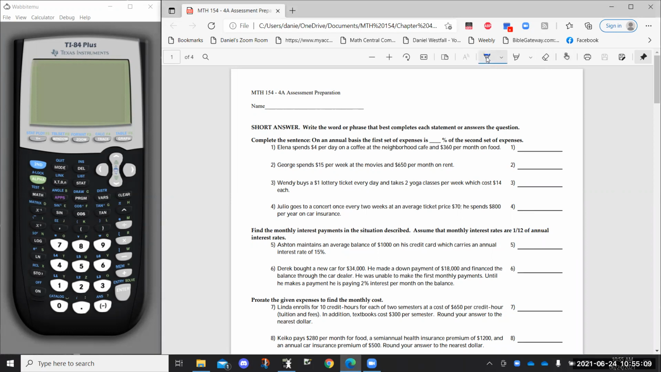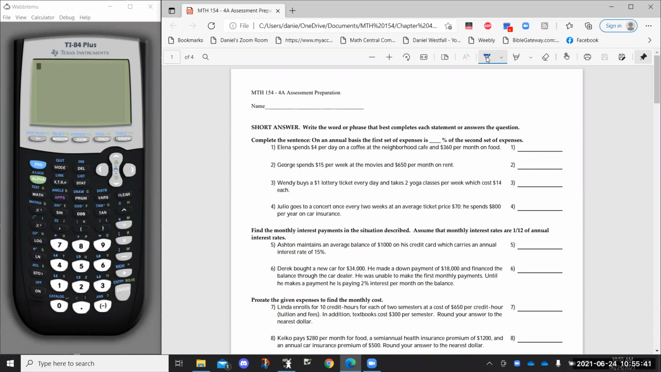All right, so these questions ask us to compare things on an annual basis. So when we have things per day, we need to multiply by 365. We have things per week, we need to multiply by 52. Every 2 weeks, we need to multiply by 26 to get a full year. So things that are per month, we need to multiply by 12, so on and so forth.